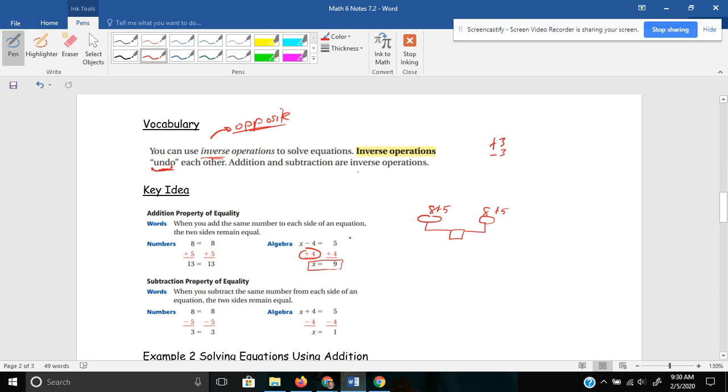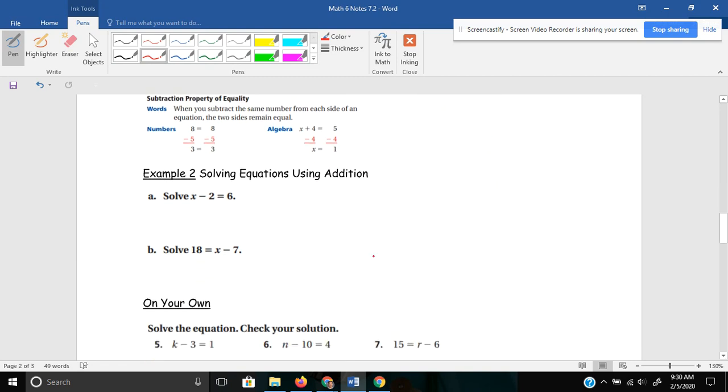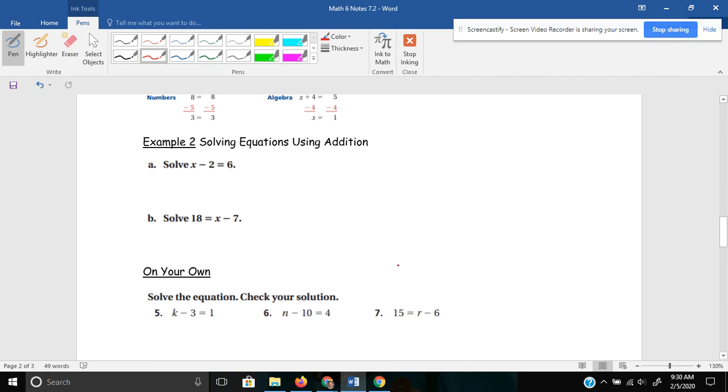Okay, so let's try a few of these, and let me break a few of them down a little bit more for you to see if they make some sense. All right, it says solve x minus 2 equals 6. So when I'm looking at this problem, I'm thinking to myself, what number, when I subtract 2, do I get 6? And some of you might be able to do some mental math here and be like, oh, that's 8. If I take 8 and subtract 2, I would get 6.